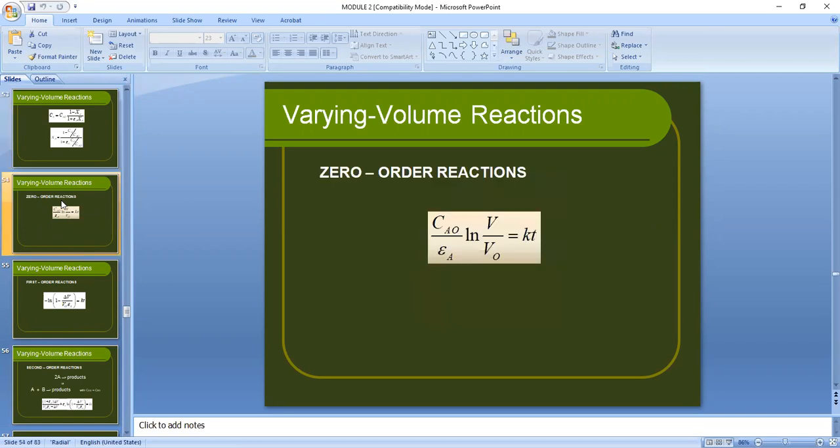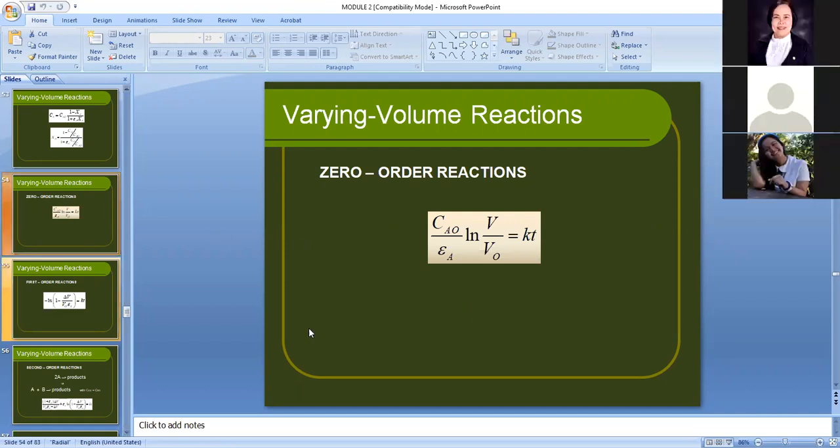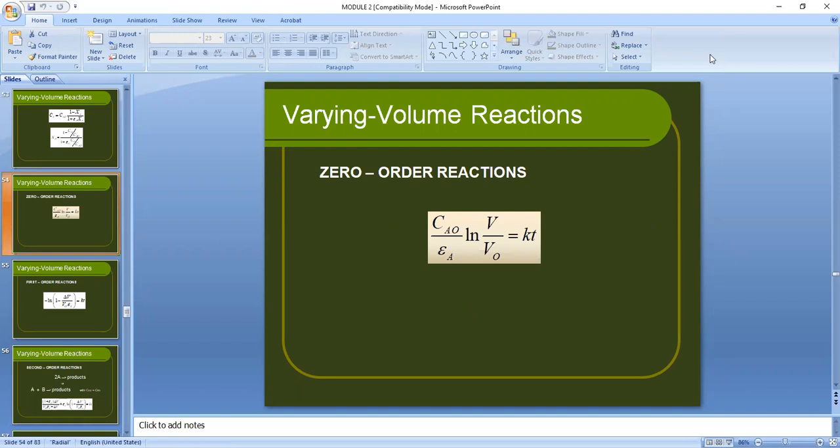Now, for a zero order reaction, this is your formula for varying volume reactions. It's all pre-derived. And if I may suggest, you should have your notes. You should have a summary of formulas, important formulas, not only for kinetics, but for your other courses as well. That way you will have easy access to those. Now, don't leave it in your computer, because should anything happen to your computer, then you have nothing left for you to study anymore. Okay, so it's really different when you have the hard copy.